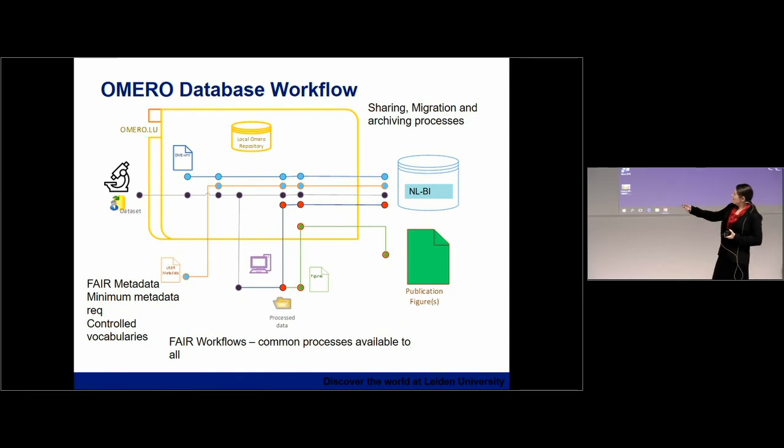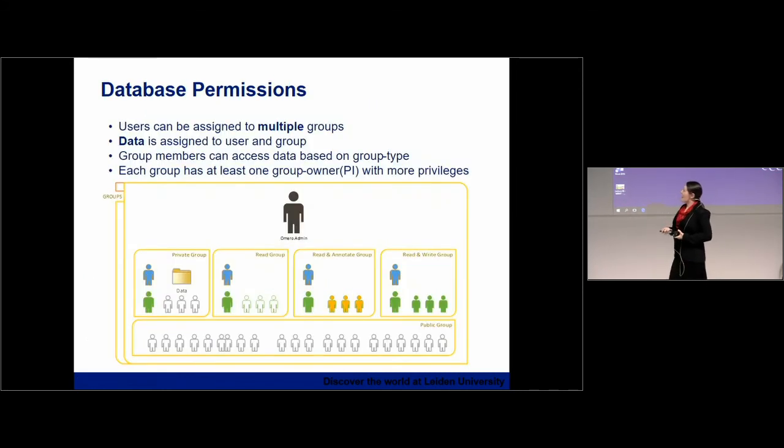And then finally, there's this piece up here. So how do we get information from our local OMERO to the national node, even if it's our fake national node at LIACS at the moment? And how do we manage the permissions for the people who are using the data?